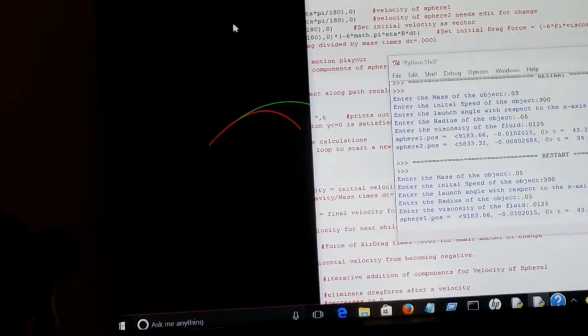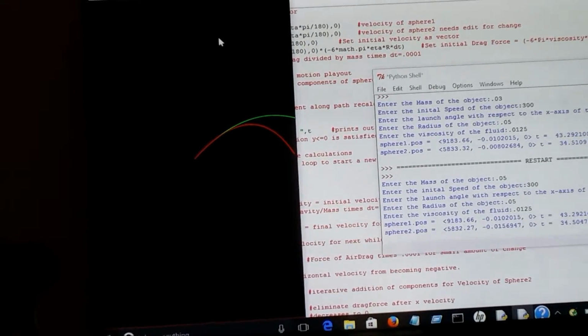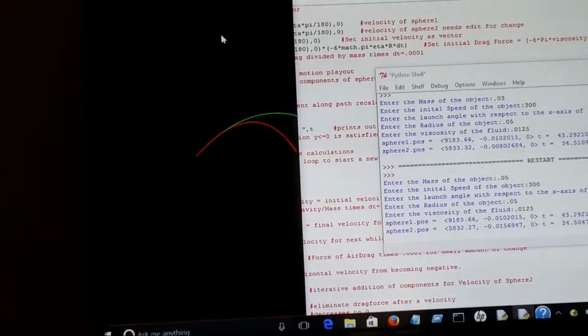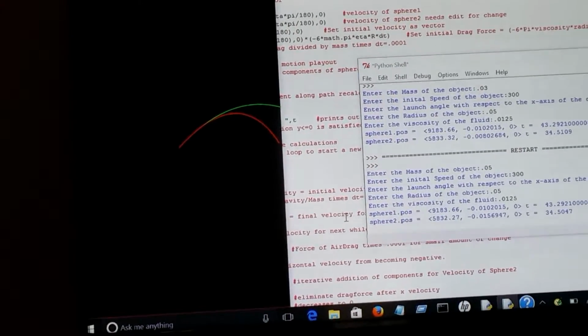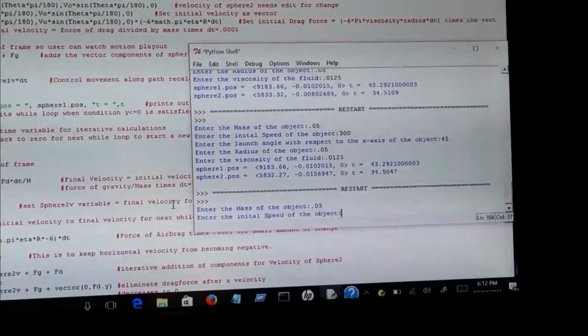Air drag. We're getting 5,832.27. Now we're going to run it again with decreased viscosity and see that viscosity plays a major role in how far our projectile will go.